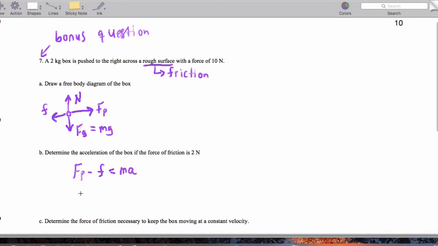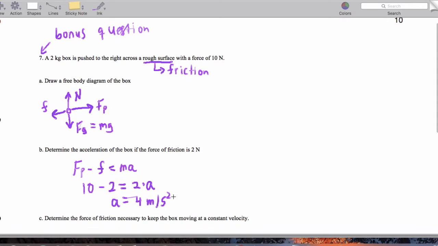And now we can put in our numbers. 10 newtons minus 2. Whoa, gross. 10 minus 2 equals 2 times the acceleration, a. And when we actually solve that, we're going to get a is 4 meters per second squared.